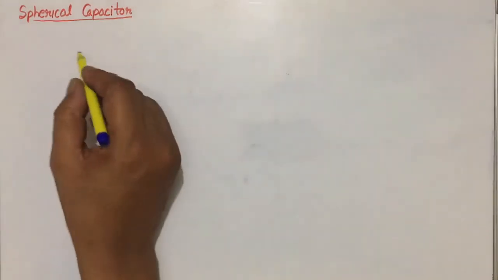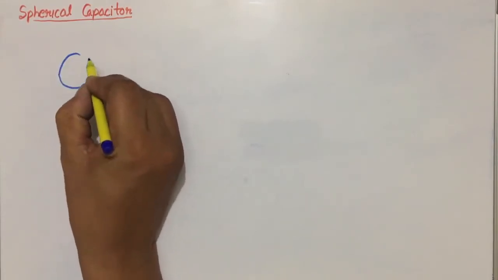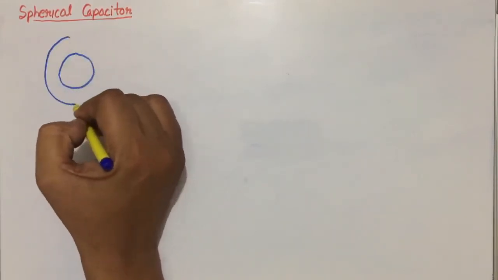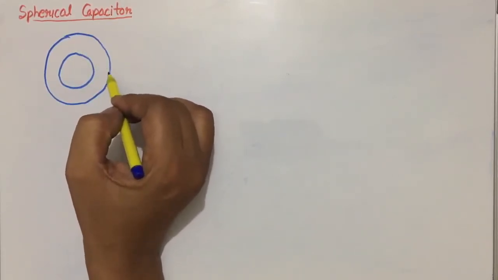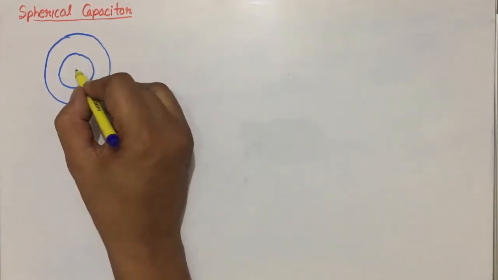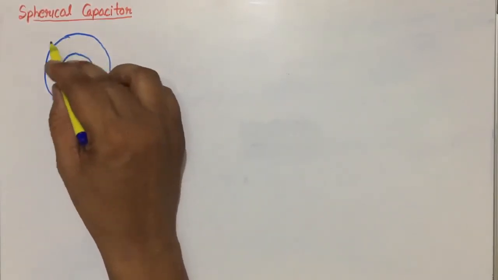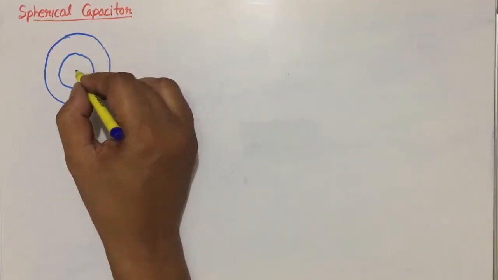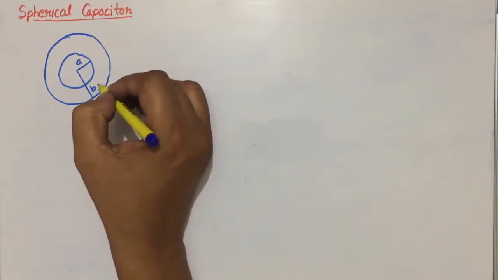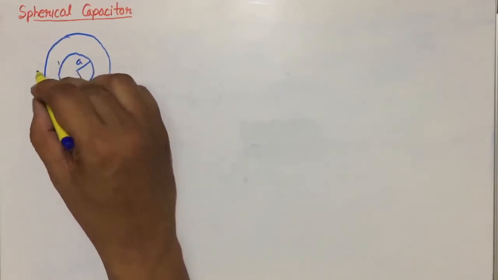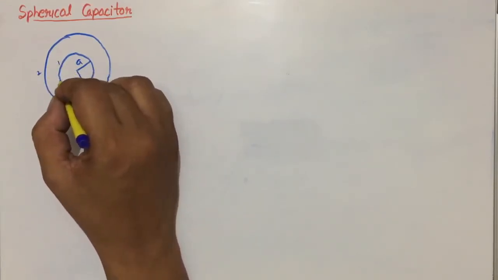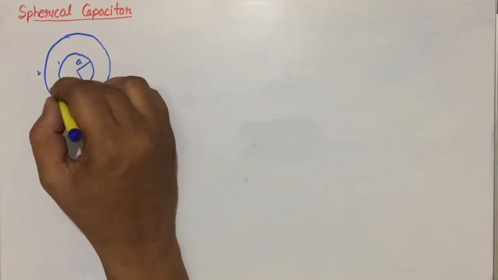Now take the case of spherical capacitor. So there are two conductors, similar to the cylindrical case. First conductor, the second conductor. It is of radius a and it is of radius b. Okay, and this is 1, 2. We are moving from 1 to 2.